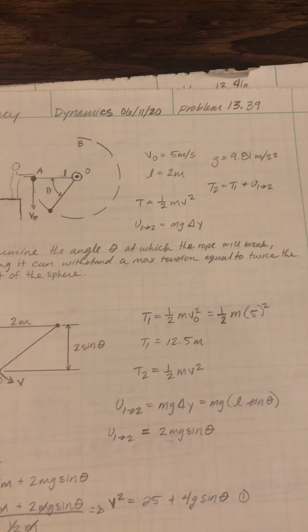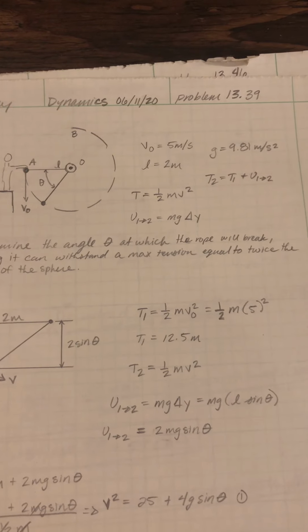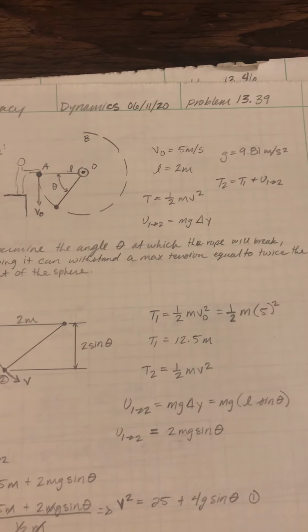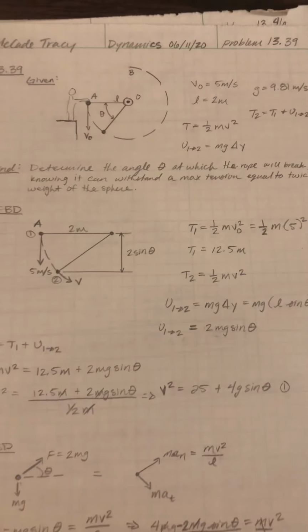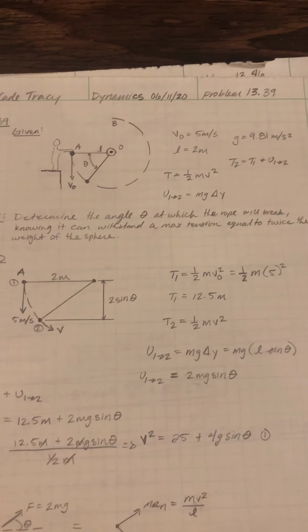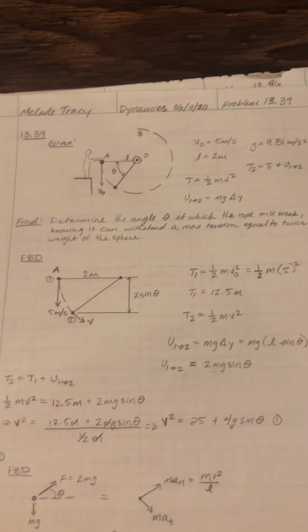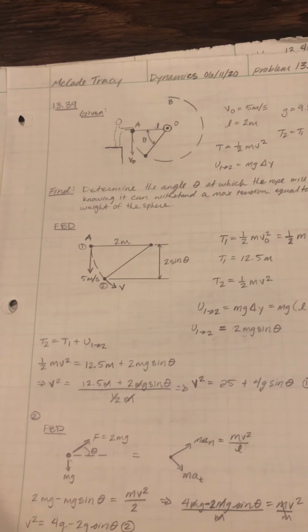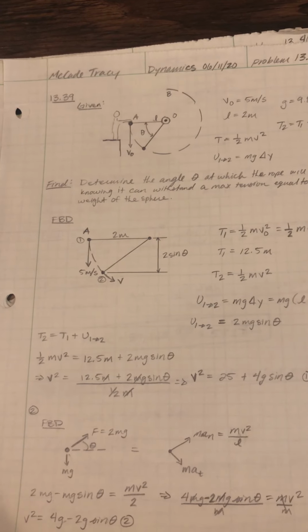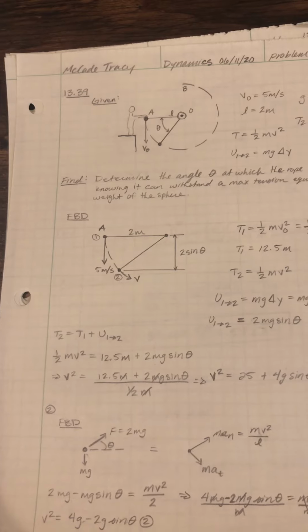From here we can somewhat tell the equations that we'll use, as they are similar to the first three problems that we've looked at already. And so we're being asked to determine the angle theta at which the rope will break, knowing that it can withstand a max tension equal to twice the weight of the sphere that is being dropped.